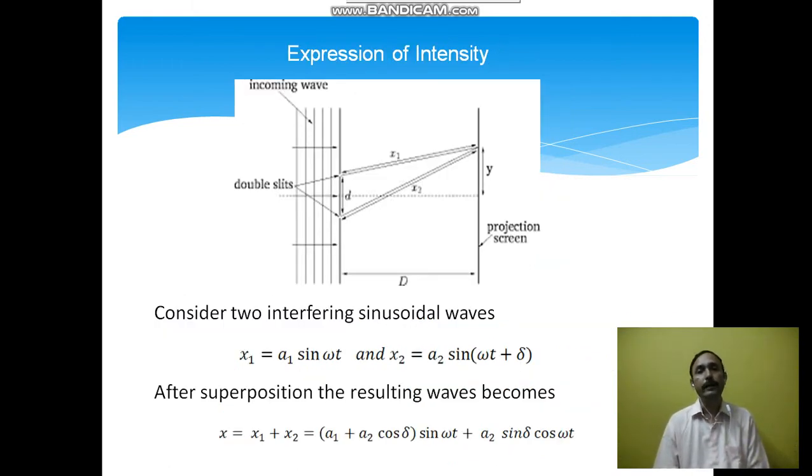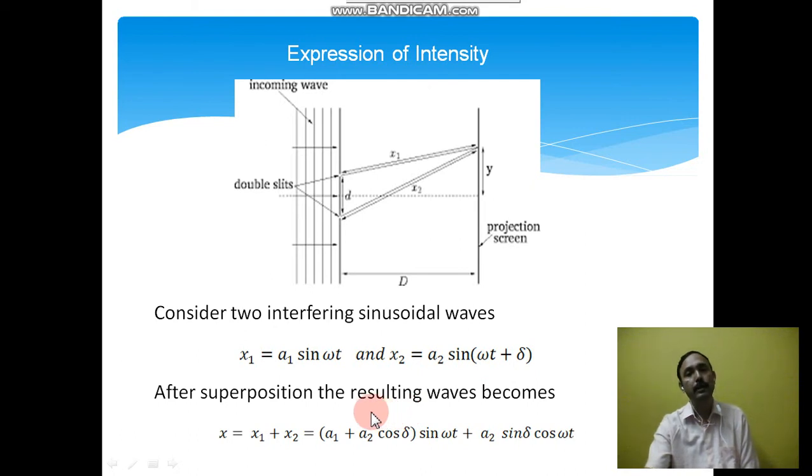So now let us find out the expression of intensity. So these continuous straight lines are representing the incoming waves. It is coming from this direction towards this. There are two small slits separated by a distance d, and a screen is placed at a distance of capital D from these two sources. Consider two interfering sinusoidal waves. x1 is represented by A1 sin(ωt), and x2 is represented by A2 sin(ωt + δ).